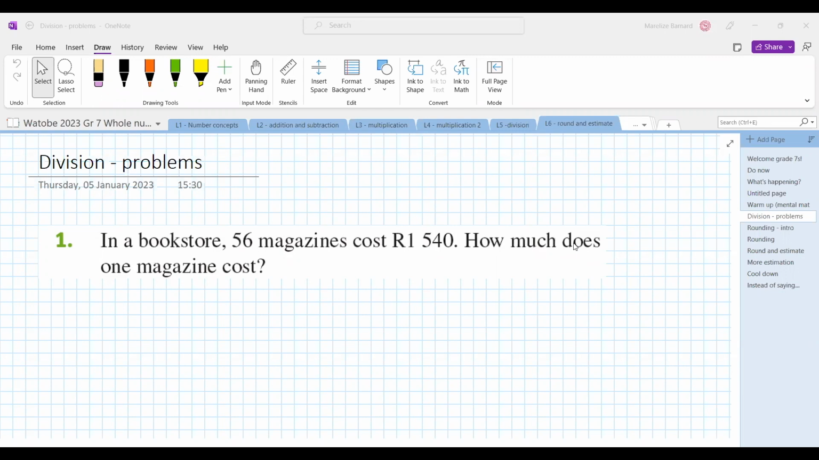We are trying to figure out if there are 56 magazines and they cost 1,540 Rand, how much does one magazine cost? Okay, I'm going to be quiet and let you think for a minute or two. Any way you want, dear. If short division works for you, you can do short division.